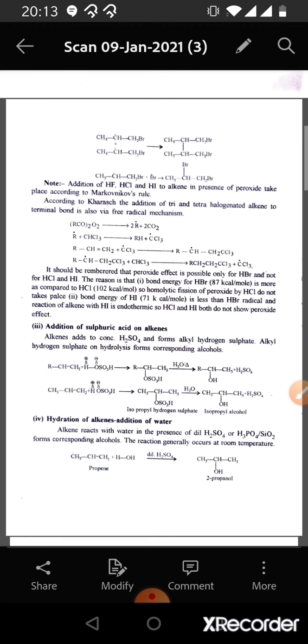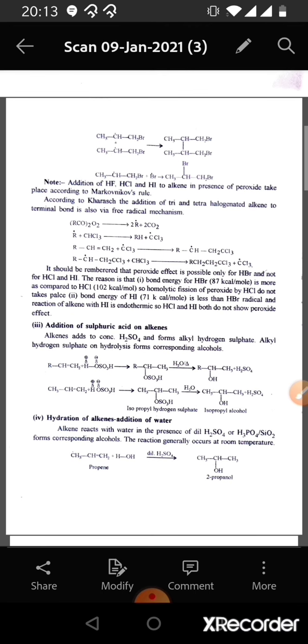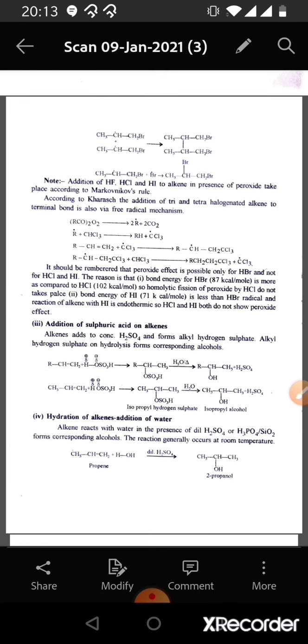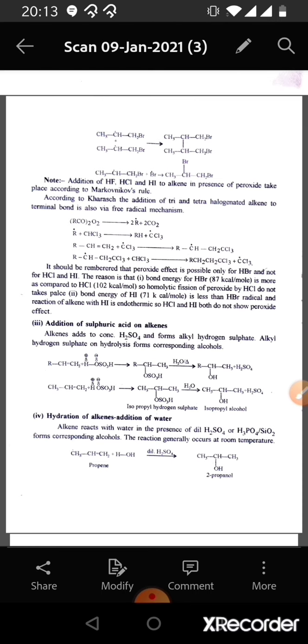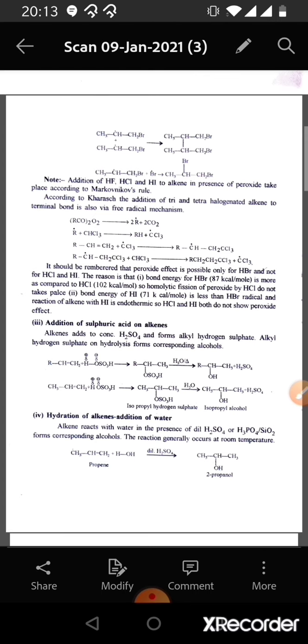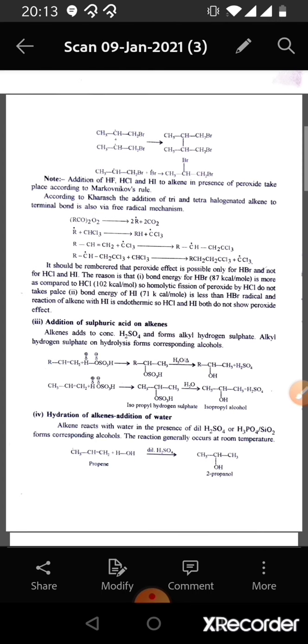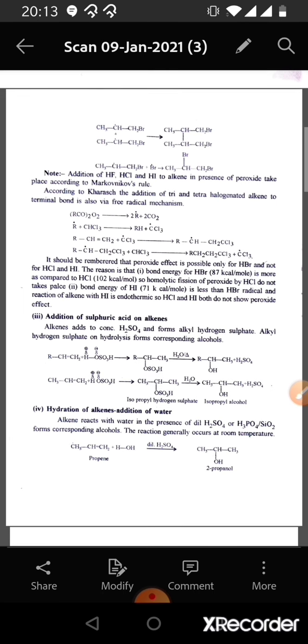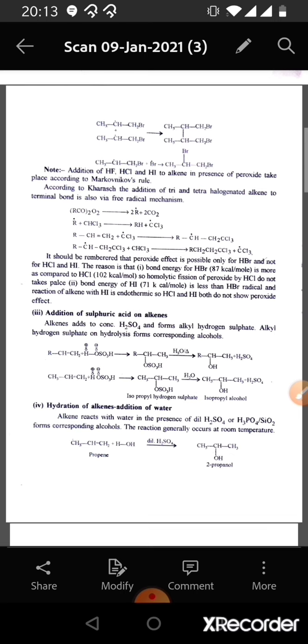The reason is that the bond energy for HBr, 87 kilocalorie per mole, is less as compared to HCl, that is 102 kilocalorie per mole. So homolytic fission by HCl does not take place. Secondly, bond energy of HI is 71 kilocalorie per mole, which is less than HBr, and reaction of alkene with HI is endothermic. So HCl and HI both do not show peroxide effect.